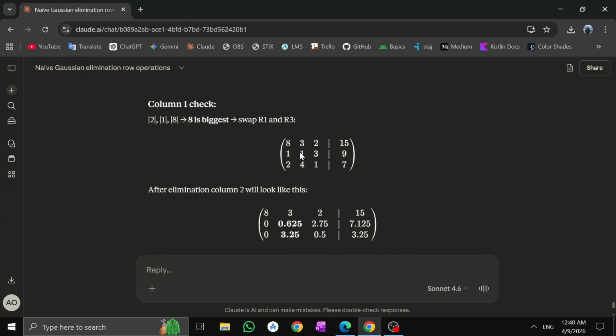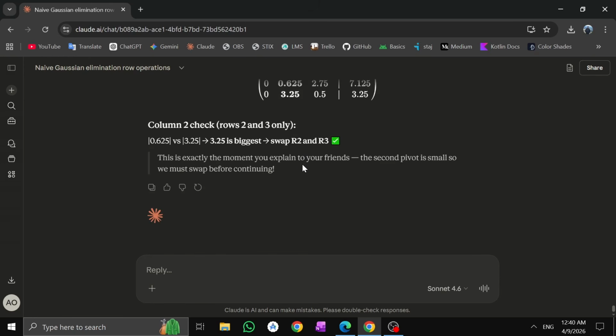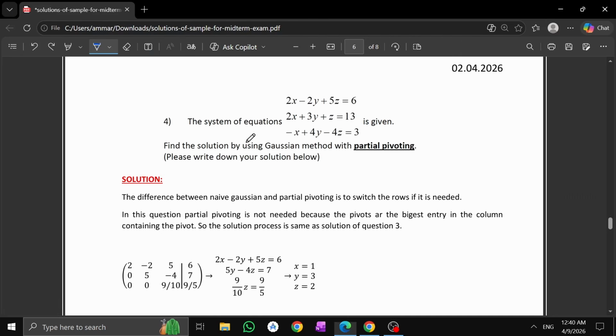So what is the biggest value between the absolute value of 1 and the absolute value of 4? It is 4. So then you're going to swap the third row with the second row and the second row with the third row. After you swap, you solve as we explained in the previous Gaussian elimination way, make this 0, and then do the back substitution. Okay, so we finished with this.